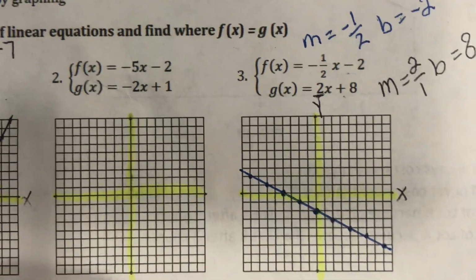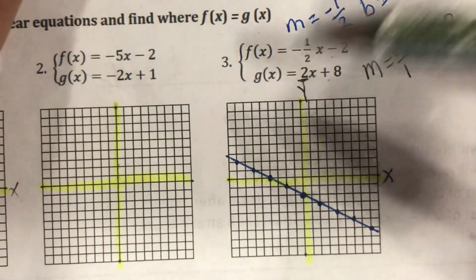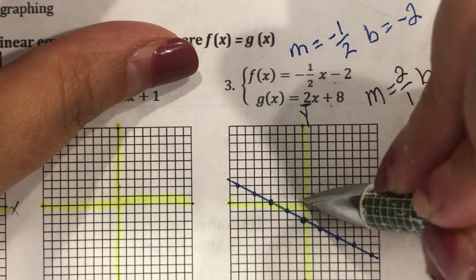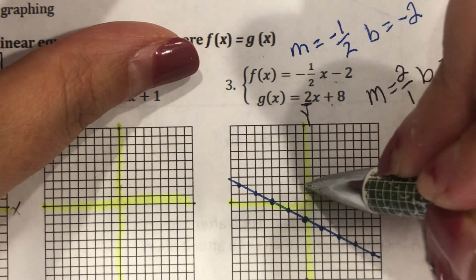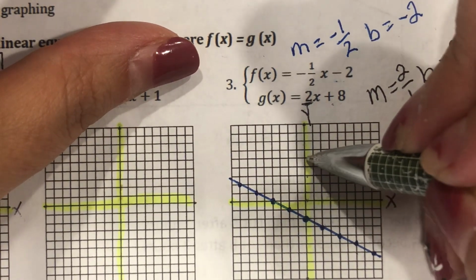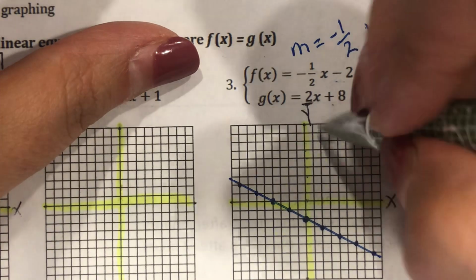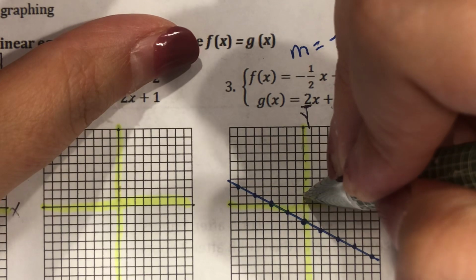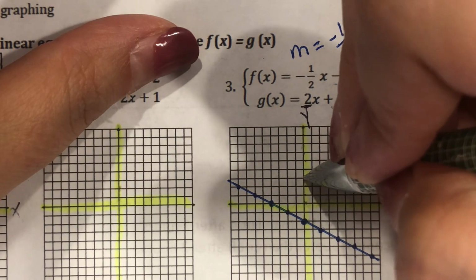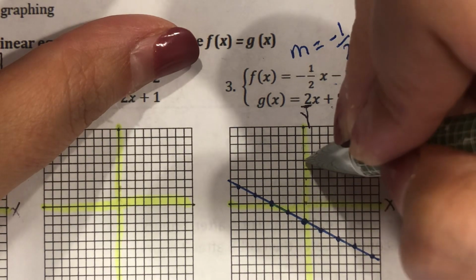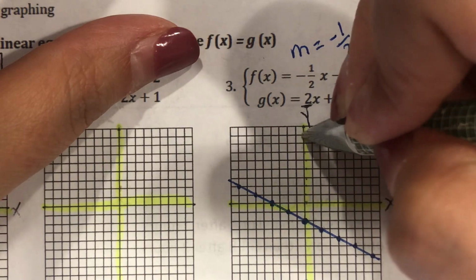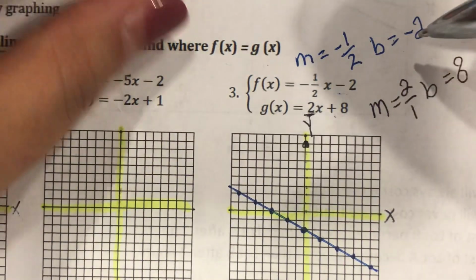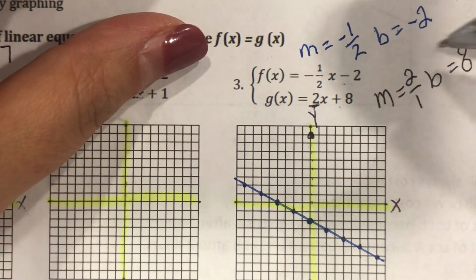So that's f of x. G of x, we're going to start with 8. So we're going to start at 0, 0 again and count 1, 2, 3, 4, 5, 6, 7, 8. Oops, I lost count. 1, 2, 3, 4, 5, 6, 7, 8. Sorry, these squares are smaller for me too.